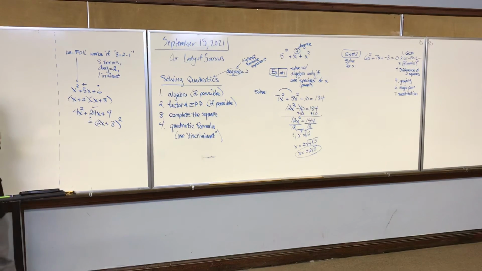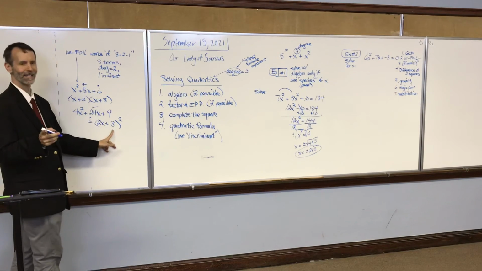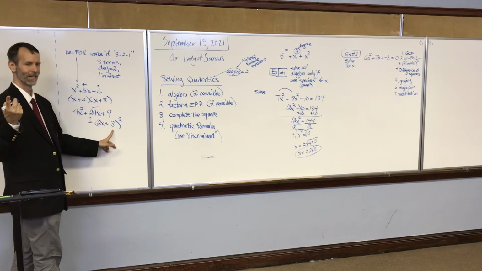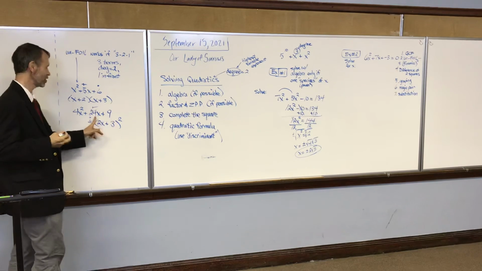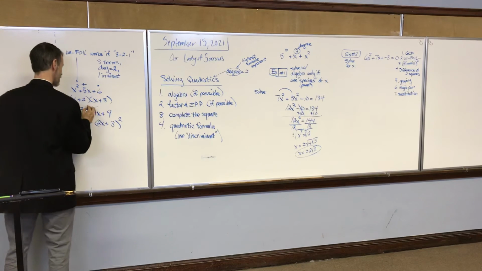What's wrong? Yeah. It should be 6x. Well, 2x times 3 is what? Then double it. This should be 12x, not 24. So this was so close, but it failed.